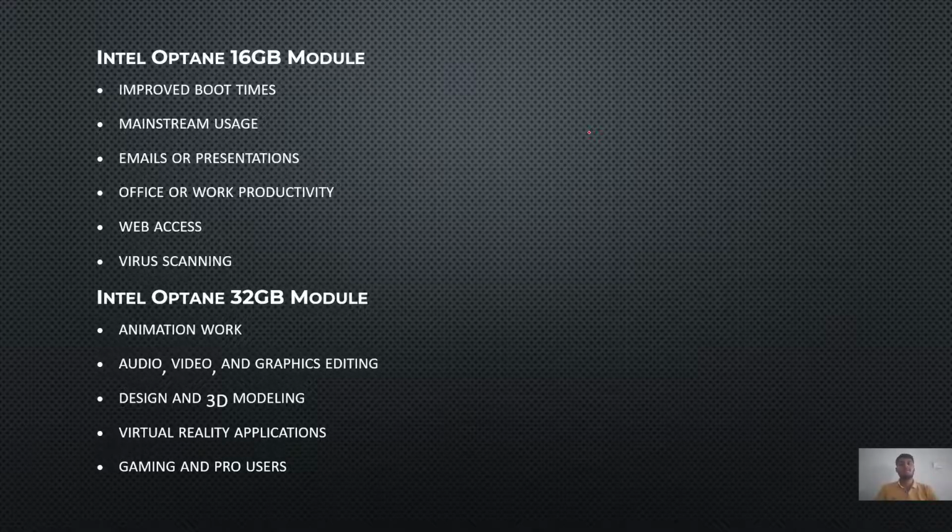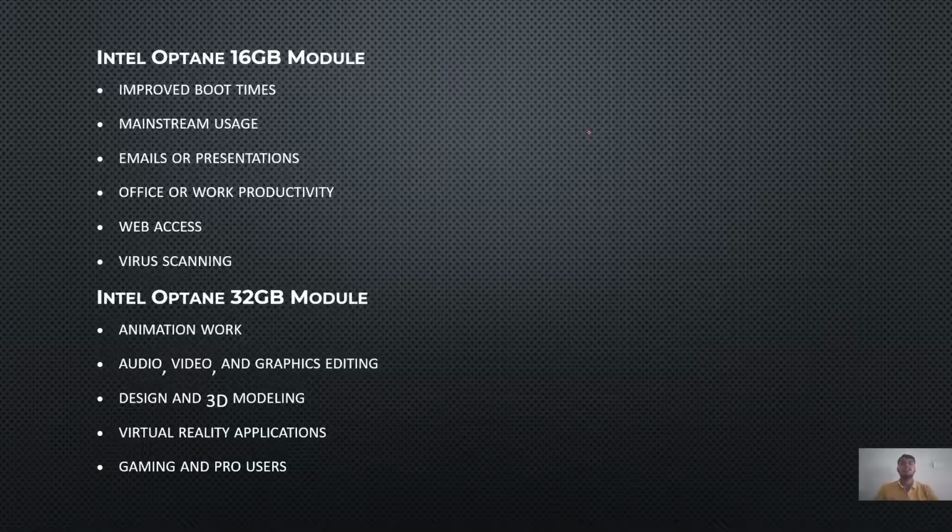The first is the 16 GB Optane module. The second is the 32 GB Optane module. The 16 GB Optane module offers an improvement in booting speed, mainstream usage, and basic tasks like emailing, presentations, office work, and web access, and it also enhances the speed of response in virus scanning.